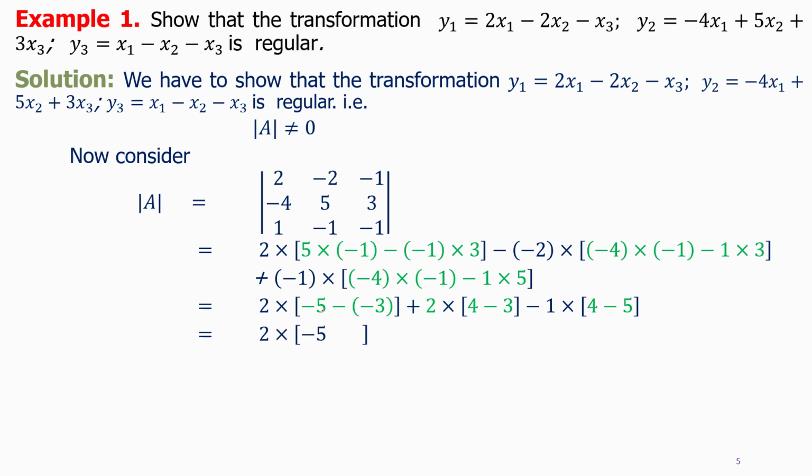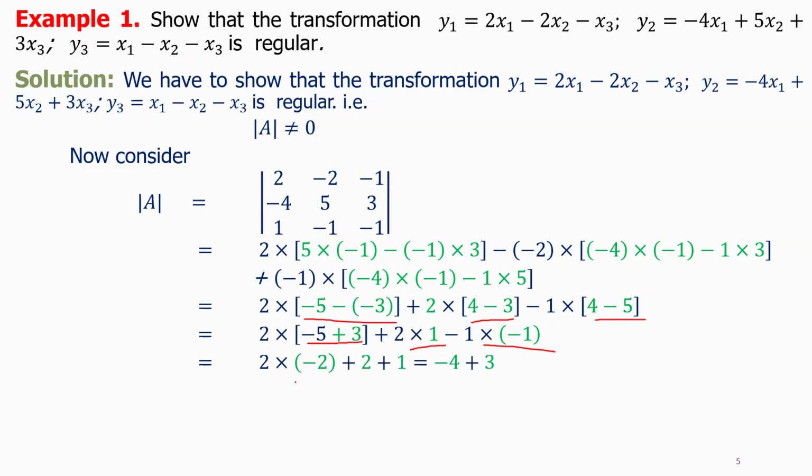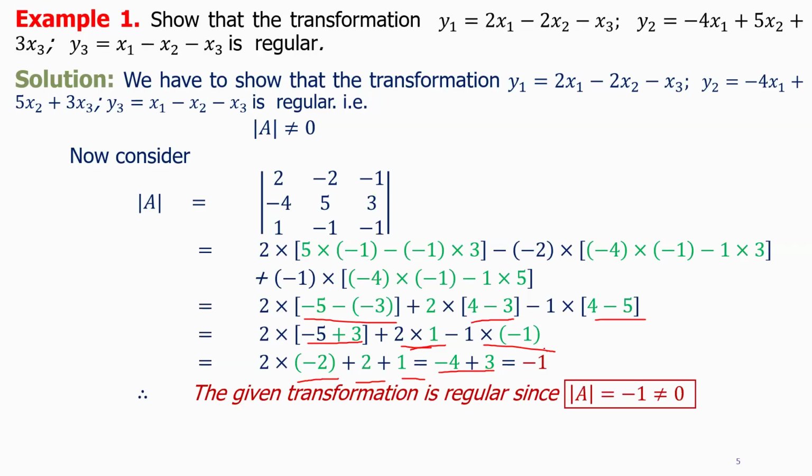If we simplify, minus 5 plus 3 is minus 2, 4 minus 3 is 1, and 4 minus 5 is minus 1. Again simplifying, minus 2 into 2 is minus 4, minus 1 into minus 1 is plus 1, so minus 4 plus 3 is equal to minus 1. So clearly minus 1 is not equal to 0. Therefore, the given transformation is regular.